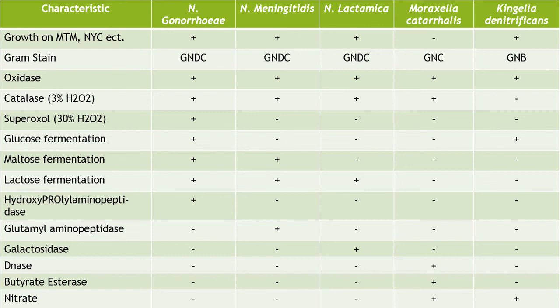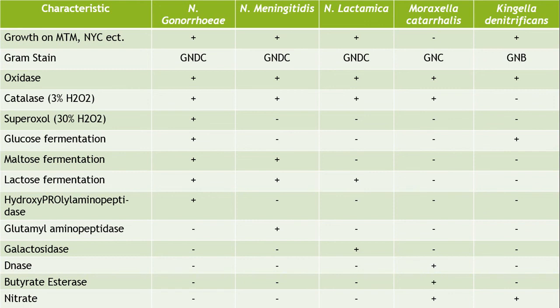Now, here's maltose, starts with an M. Notice Neisseria meningitidis ferments glucose and maltose, but not lactose. So if I see it ferments maltose, I know that it's meningitidis. And then gonorrhea will only ferment glucose. G, gonorrhea. Okay? That's how I remember it. So you can easily differentiate between the Neisserias. Notice Moraxella catarrhalis, we said it's asaccharolytic. It doesn't ferment any sugars, doesn't use them.